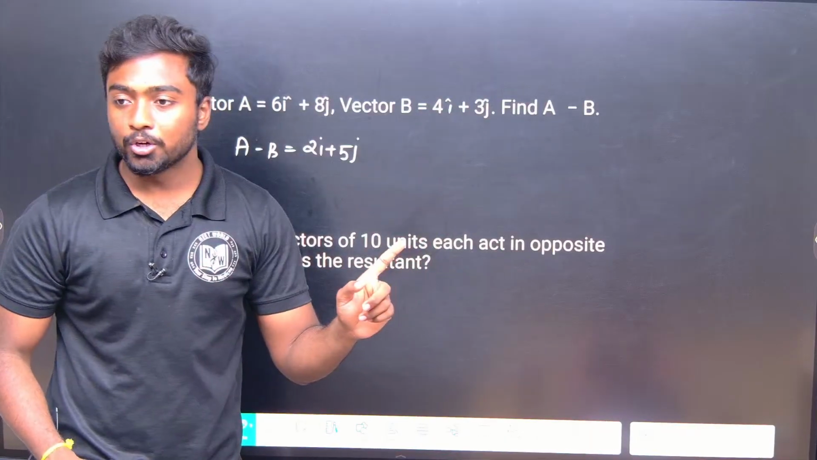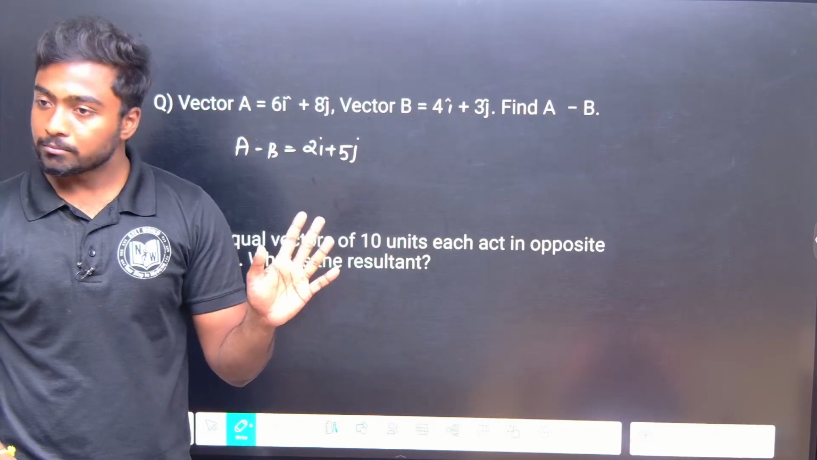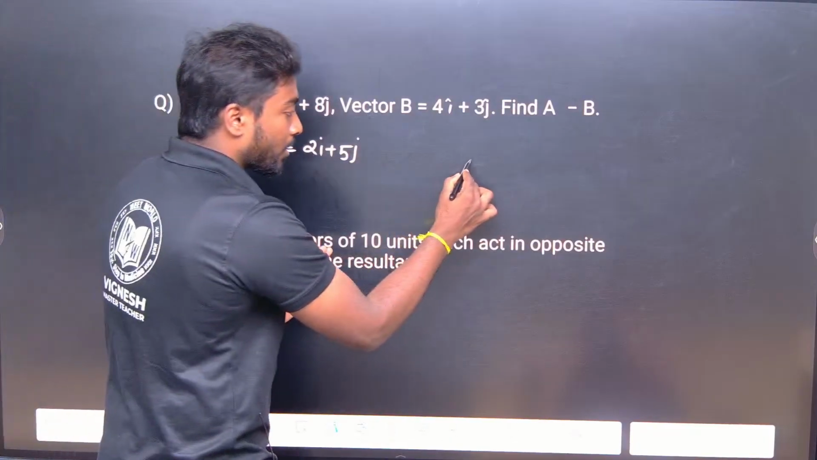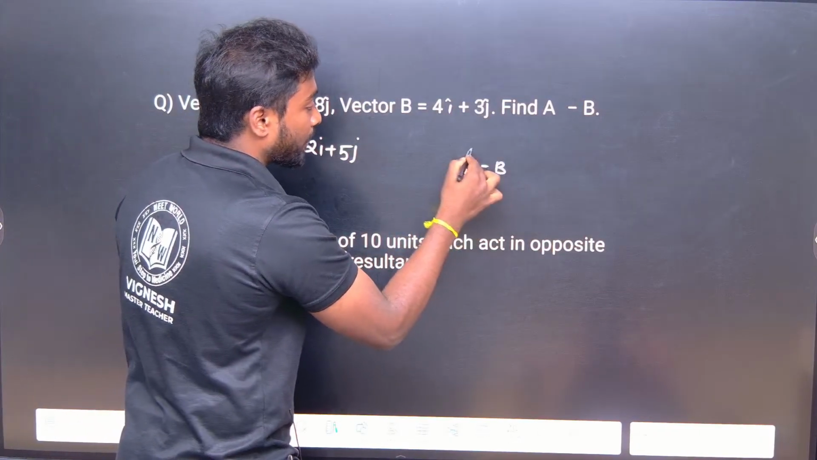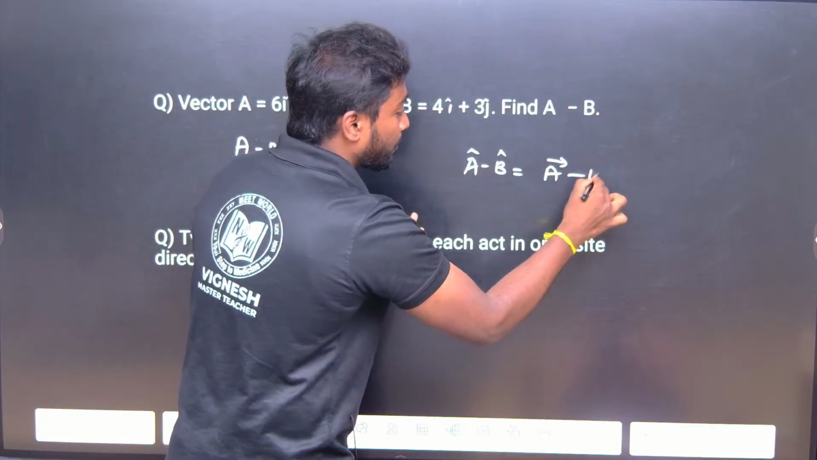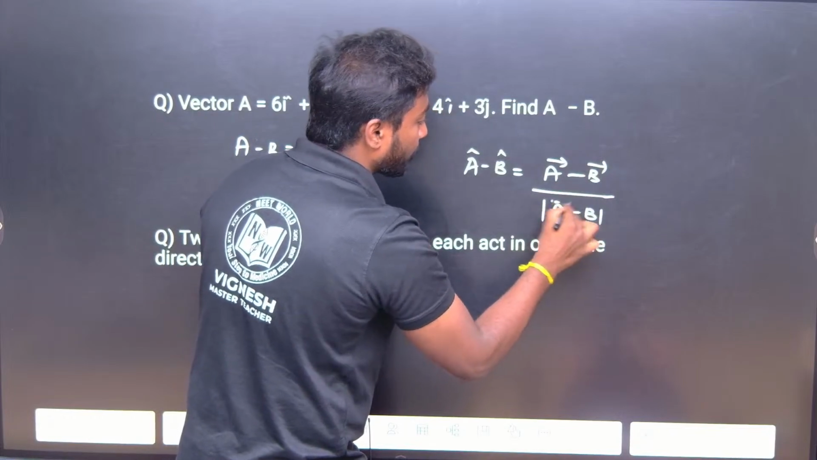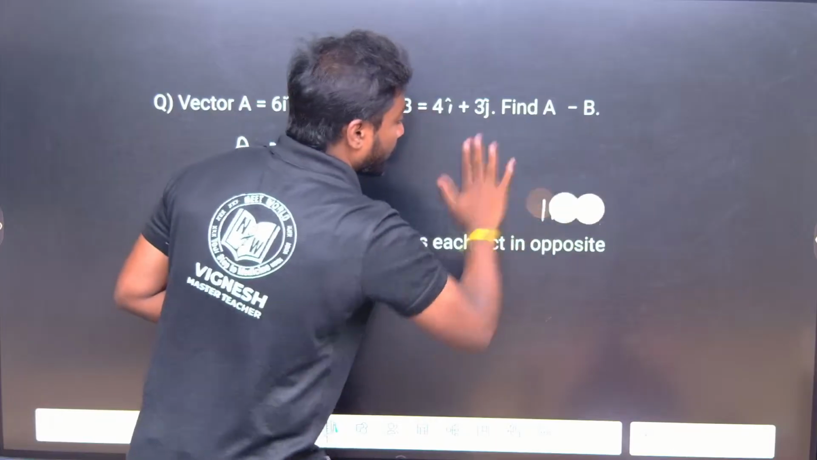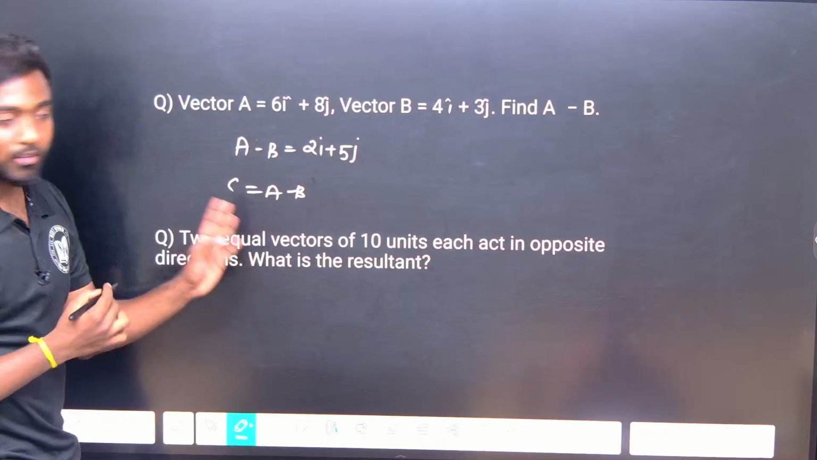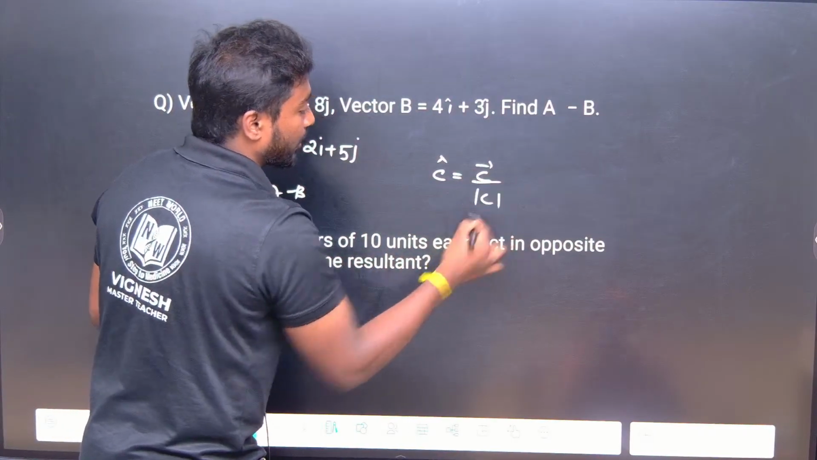Unit vector, what I should do? A minus B by under root of 2 square plus 5 square. Like this is my unit vector, should be equals to A minus B by modulus of A minus B. Okay, let me take, like C equals to A minus B. Okay, C equals to A minus B. So unit vector C cap equals to C by modulus of C.